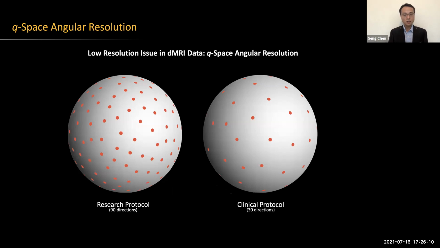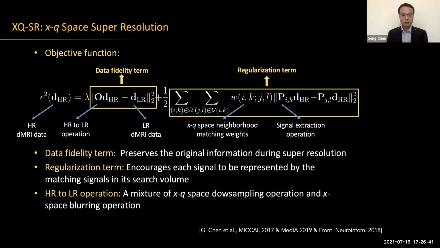But usually on the research side, we have plenty of time for data acquisition. Sometimes we can acquire 90 directions. This kind of high quality data allows the use of some advanced diffusion models, which can provide realistic characteristics of the white matter, but because of the low angular resolution in Q space, these models cannot be used in the clinical setting. So basically, diffusion MRI suffers from low resolution in both X space and Q space.